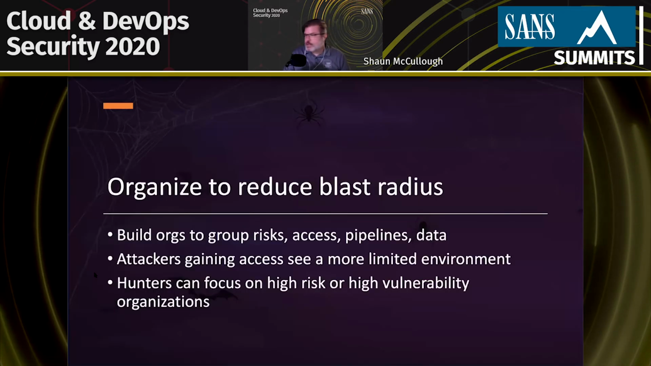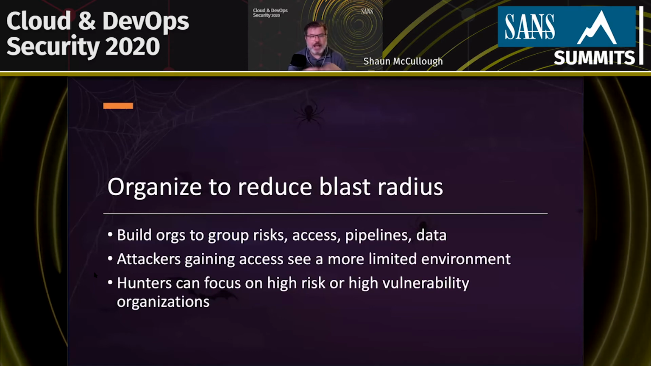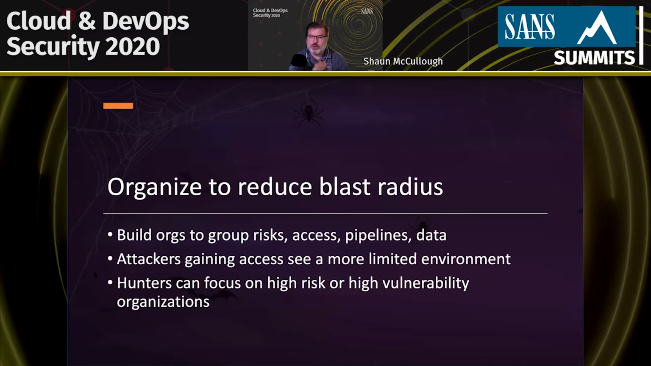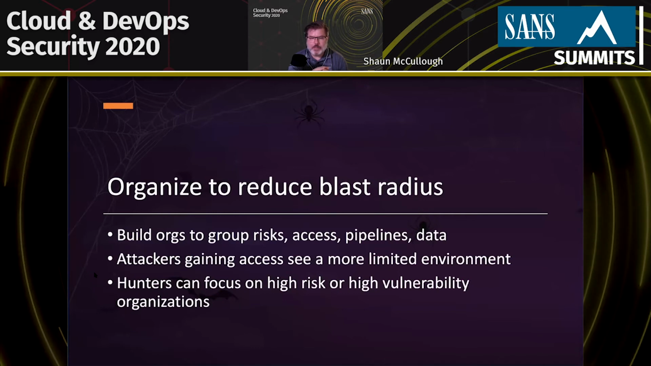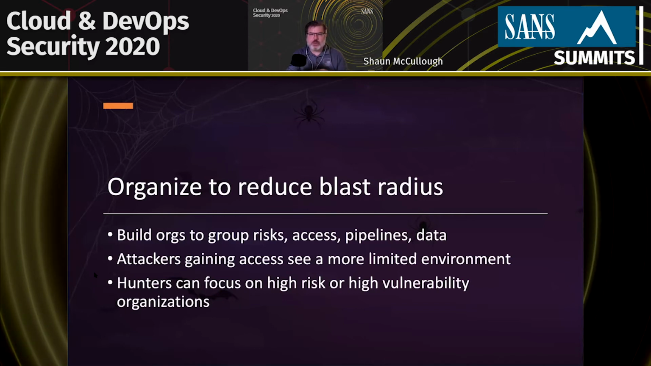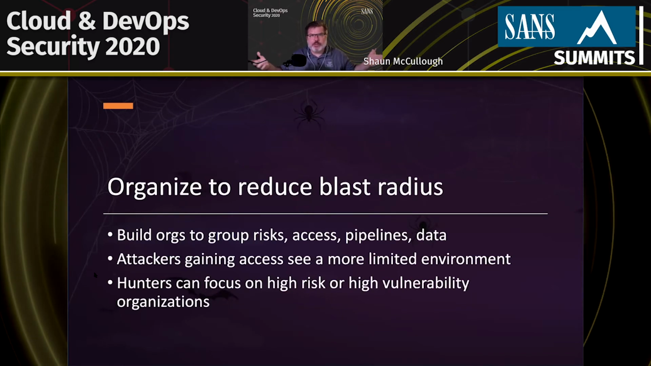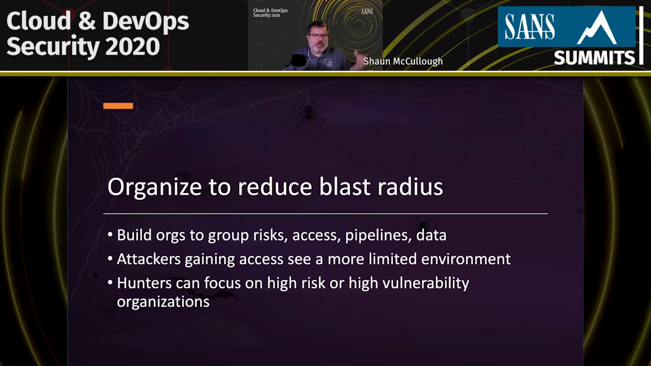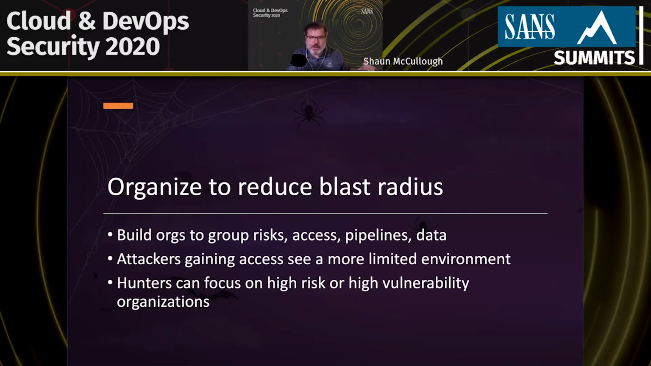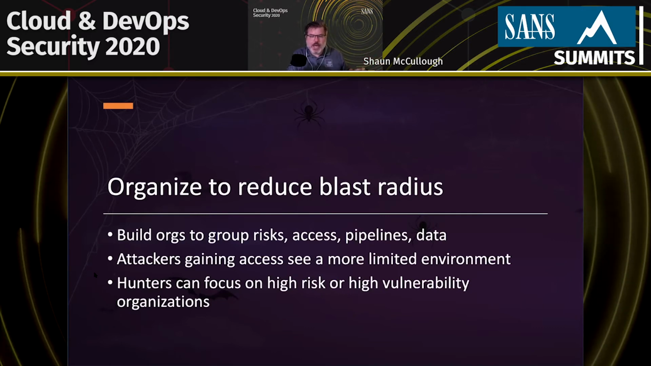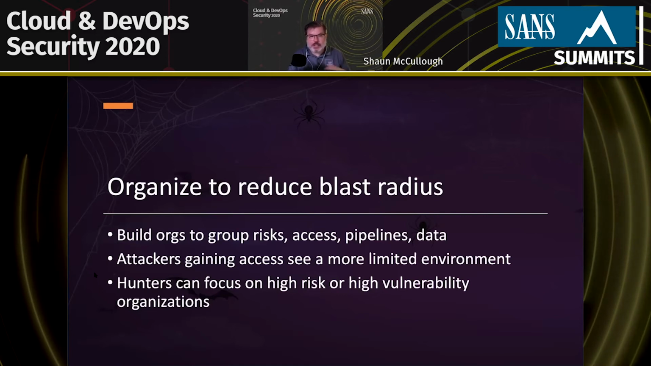All right, what's this do for us? It allows us to build these organizations to group the risk. So that risk may be, access is the boundary, or maybe there's a certain set of pipelines that are deploying for a marketing team, versus, whatever it is, maybe an event-driven architecture in the back end might be a different organization or group. And the data itself should be separated out.